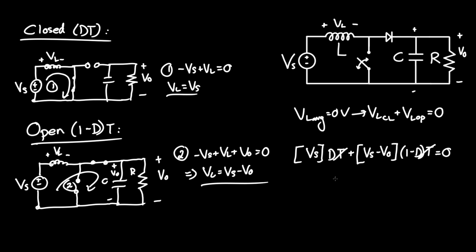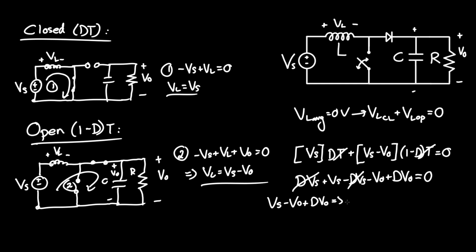To make our job easier, we can divide everything by T, since now we know that the period is independent of the voltage relationship. This gives us dVs plus, now we're distributing here, Vs minus dVs minus Vo plus dVo, since it's a double negative, equals 0. We can see here dVs and negative dVs will cancel out, which gives us Vs minus Vo plus dVo. Keeping Vo on one side and Vs on the other, that leaves us with negative Vo plus dVo equals negative Vs.